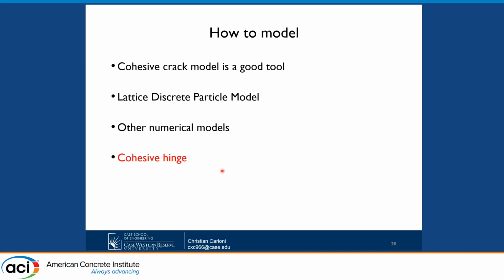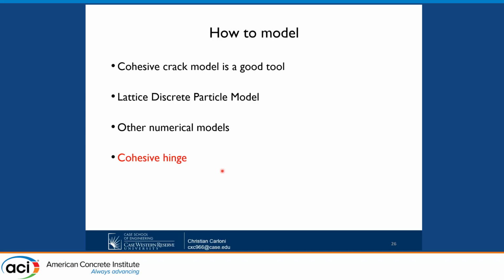So how to model this? Well, there are softwares of different types, discrete particle models. You can use cohesive laws in a discrete element. But I want to show you one thing that I thought was interesting, very simple, but really useful to use also in design, I think. It's not for everyday design, but if you're looking for a particular large structure with certain constraints, that could be a way. It's called the cohesive hinge.